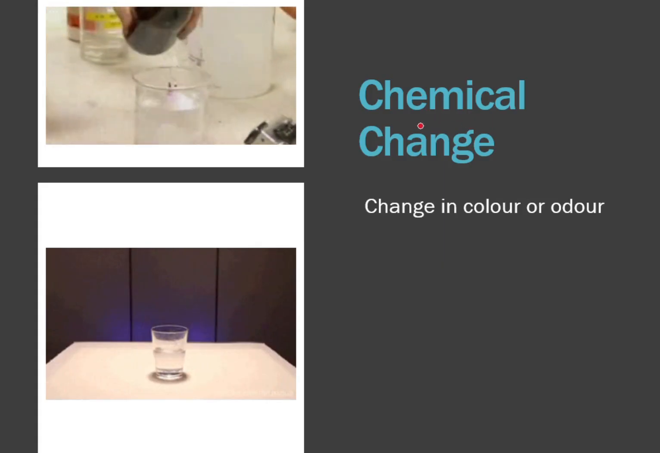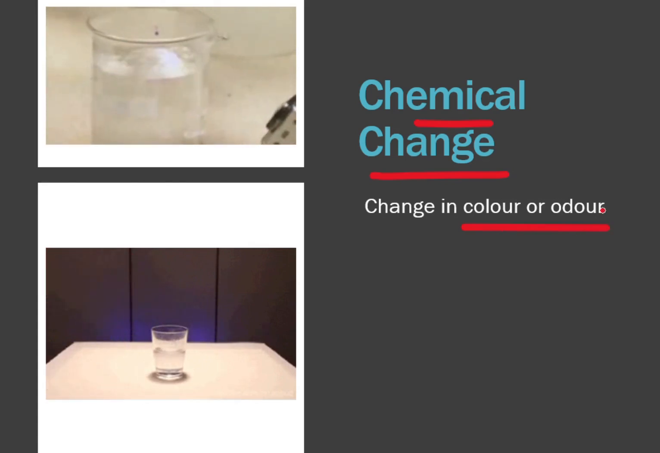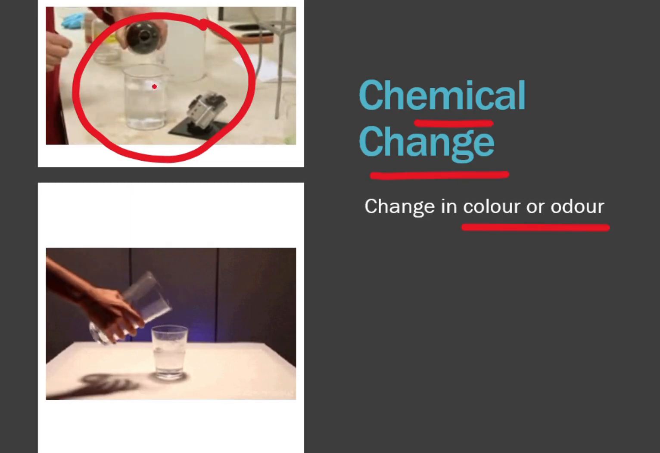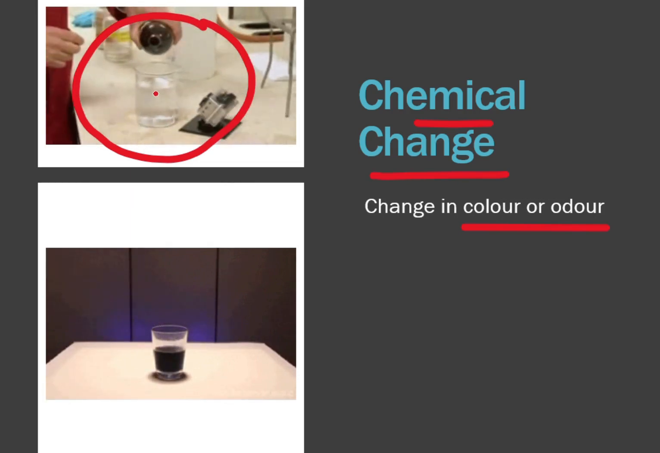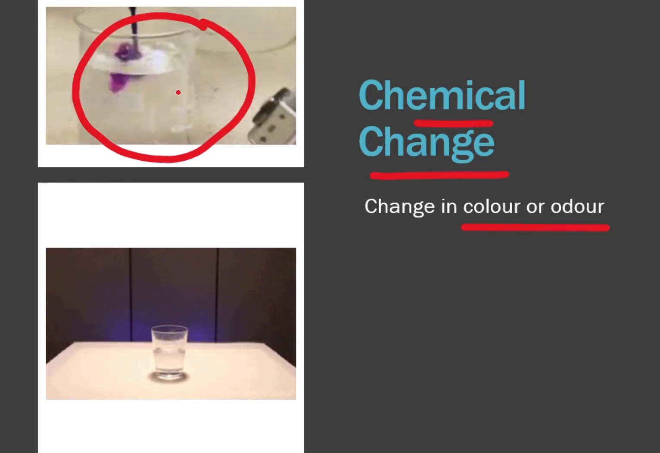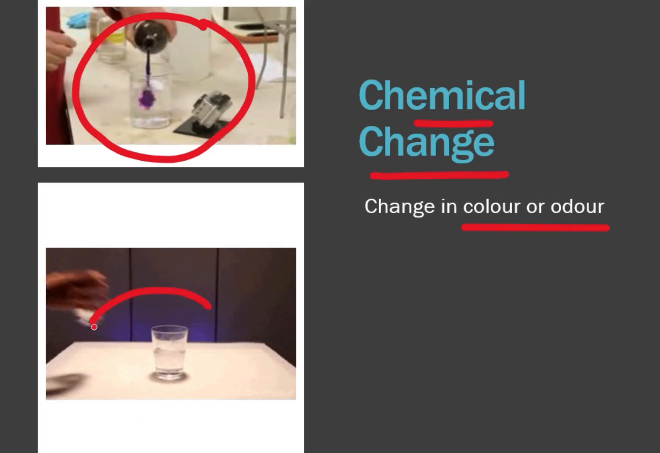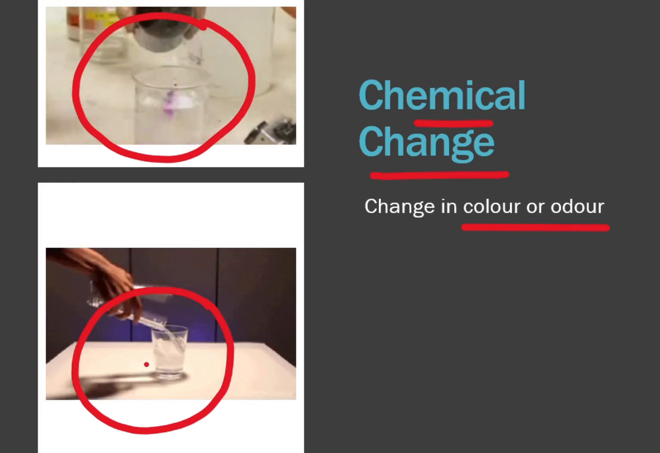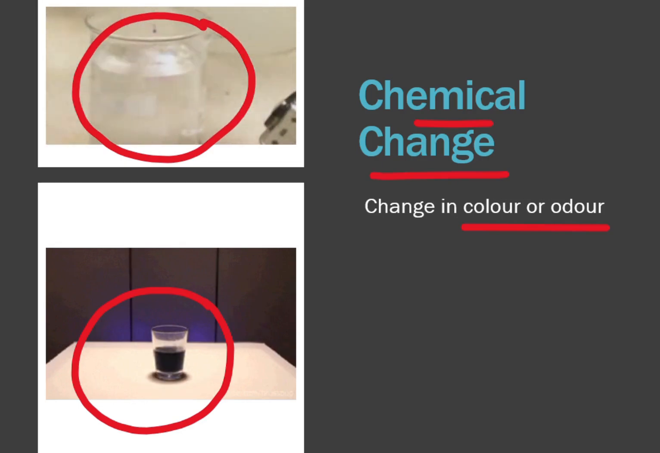One of the indicators of a chemical change is the change in color or odor. You can see in this example that the substance being added is purple in color, but the moment it is added, it changes its color. So the change is a chemical change. In this one also, initially the two things which were added were transparent, but then it changes to purple. So these both are chemical changes.